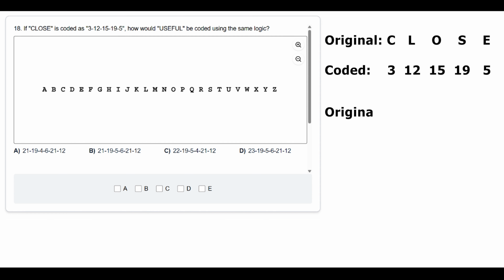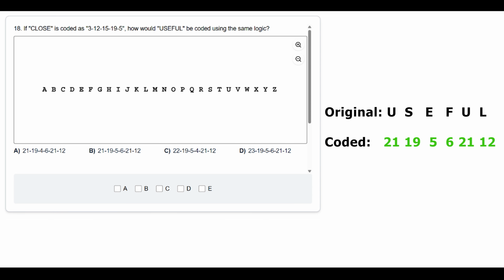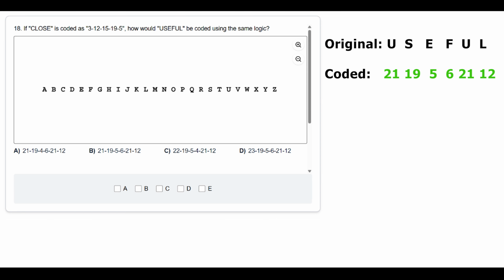Now apply the same rule to useful. U becomes 21, S becomes 19, E becomes 5, F becomes 6, U becomes 21, and L becomes 12. So, useful is coded as 21-19-5-6-21-12. The correct answer is option B.